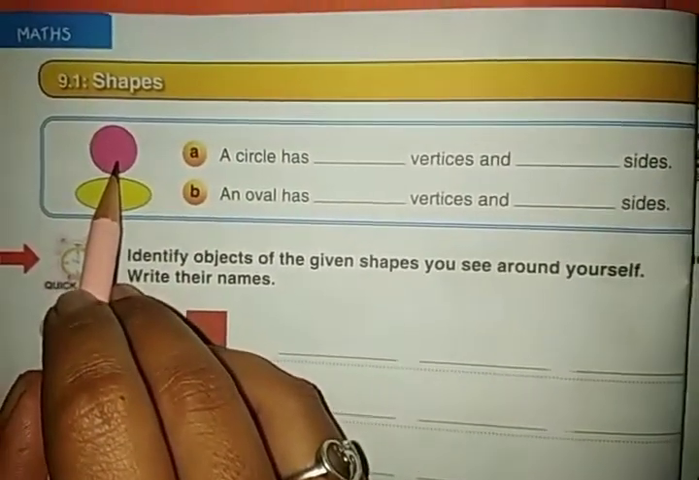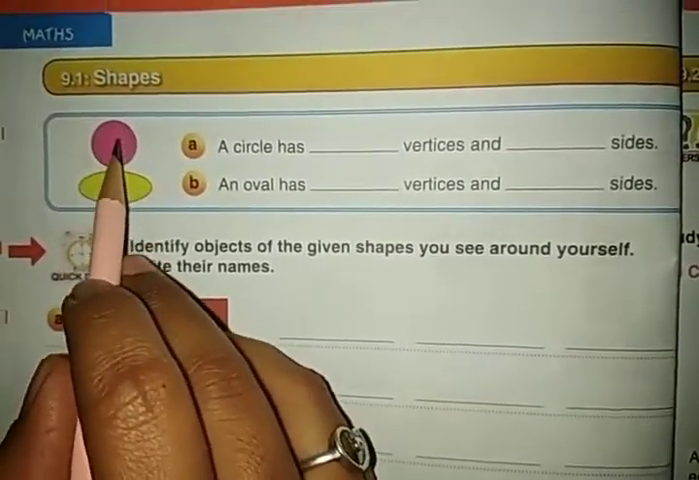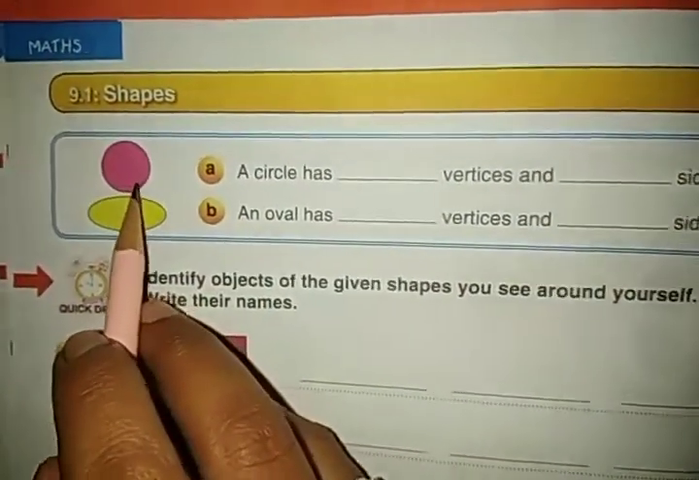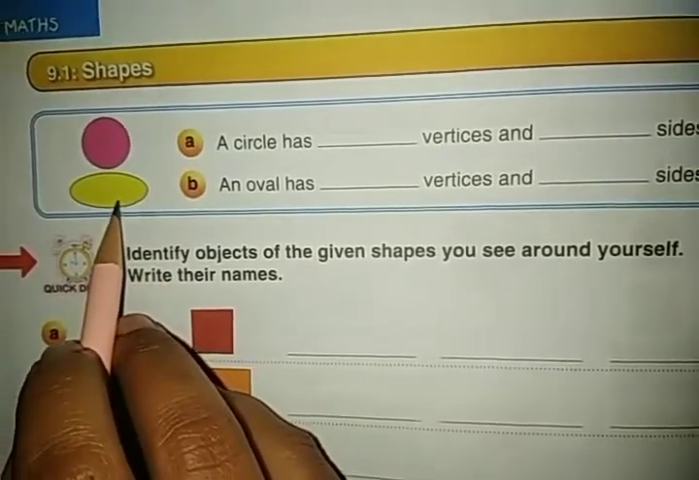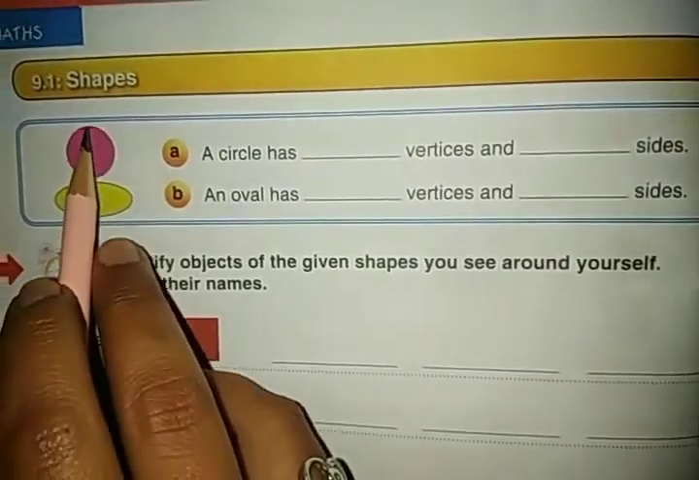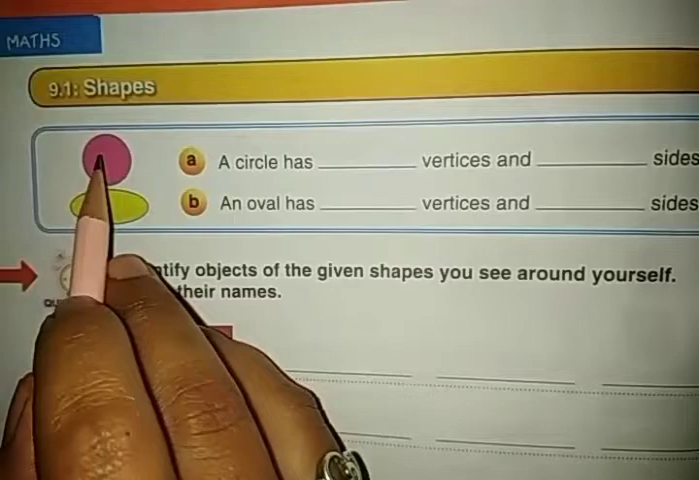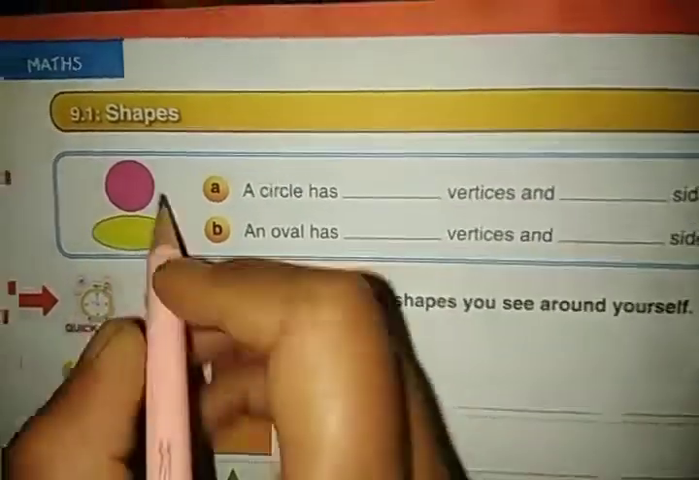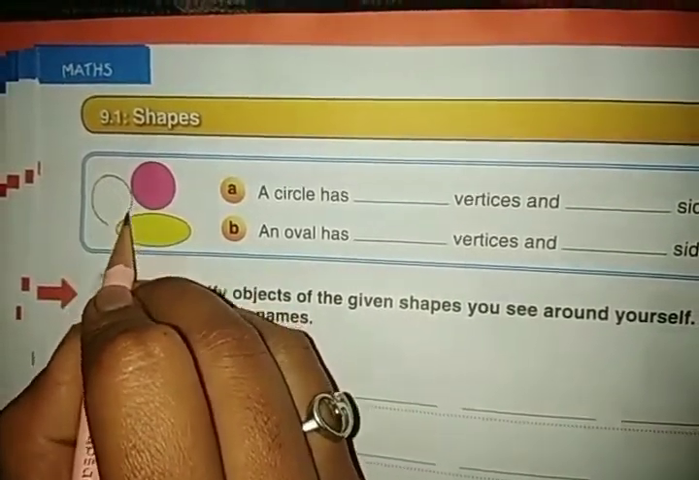Okay, this is a circle, yes, and this is an oval. Can you see the lines here, children? Lines and points. Can you see here? No. Yes, in both the shapes there is no side and no vertex. Here no point is present and no lines are present. A circle and an oval have only curved lines. Yes, this is a curved line, and this one is a curved line.